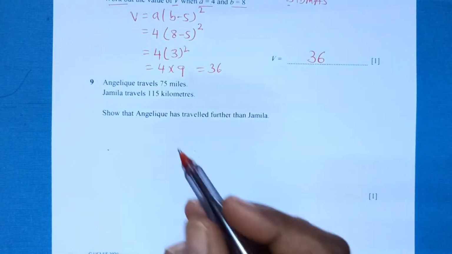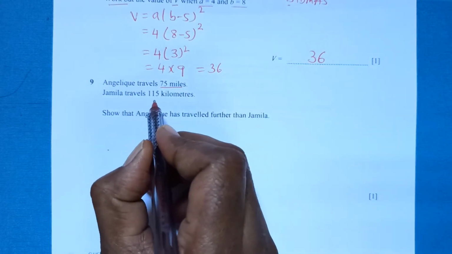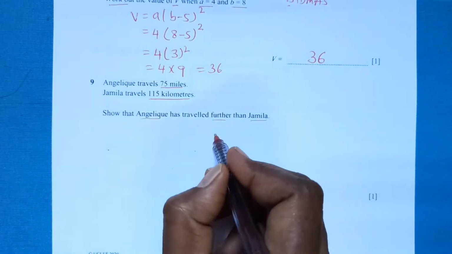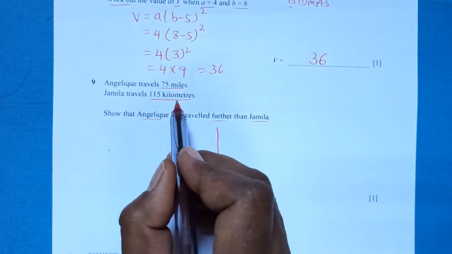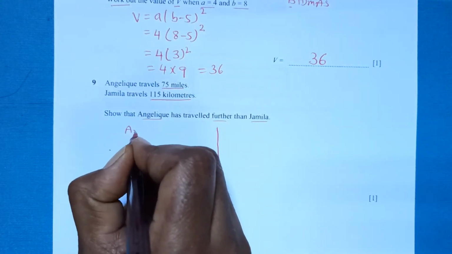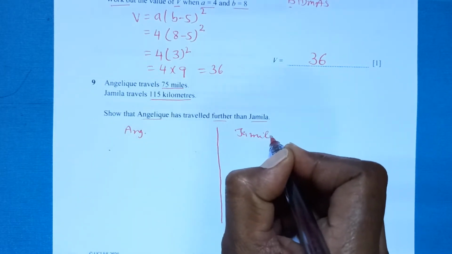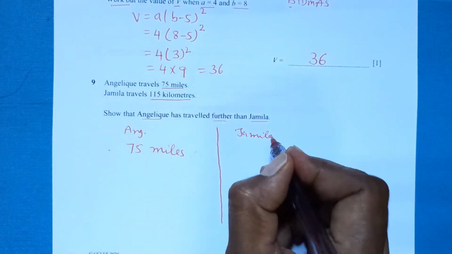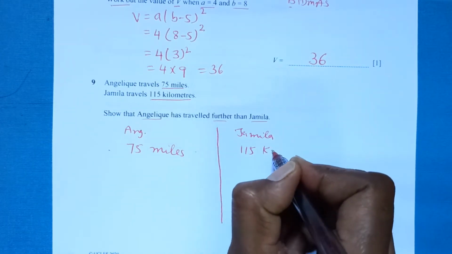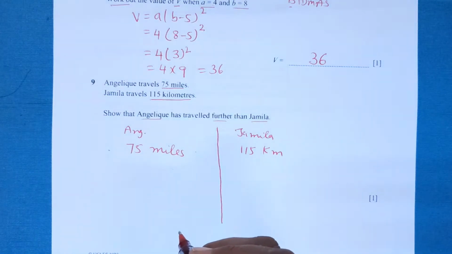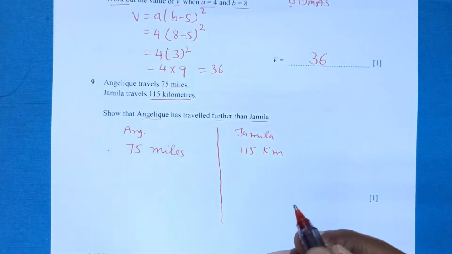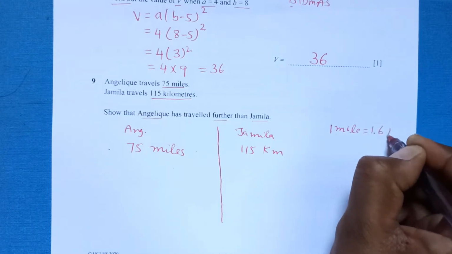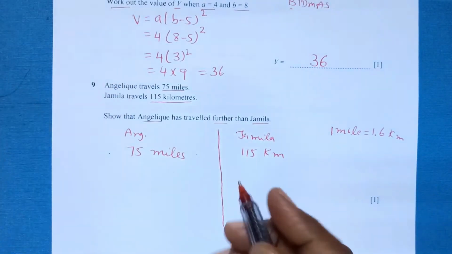Question 9. Angelic travels 75 miles. Jamila travels 115 kilometers. Show that Angelic traveled farther than Jamila. So we are given two distances in different units. Angelic travels 75 miles, and Jamila travels 115 kilometers. As you know, a mile is a bigger unit, and 1 mile is equal to 1.6 kilometers.